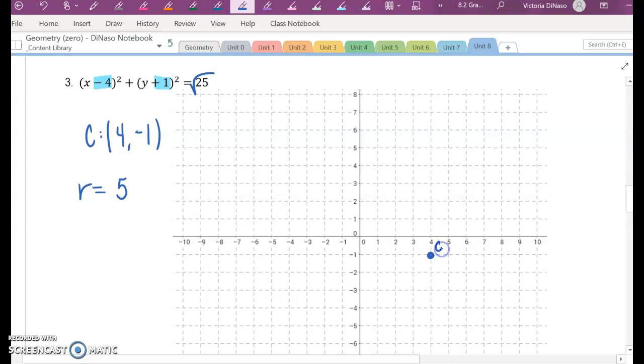Here's my center. Then you're going to go up 5, 1, 2, 3, 4, 5. To the right 5, 1, 2, 3, 4, 5. Down 5, 1, 2, 3, 4, 5, and then we have to go left 5. And then we draw our circle.